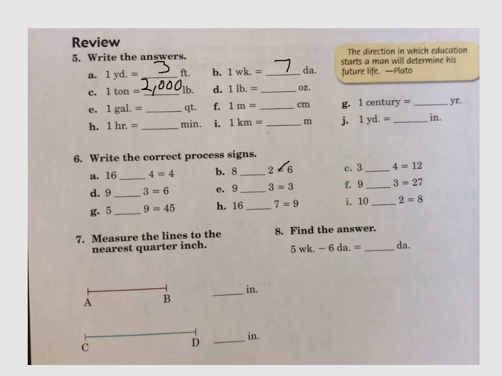5d, 1 pound equals how many ounces? It's 16 ounces. 5e, 1 gallon is how many quarts? 4 quarts. F, 1 meter is how many centimeters? 1 meter has 100 centimeters. G, 1 century is how many years? 1 century is 100 years.